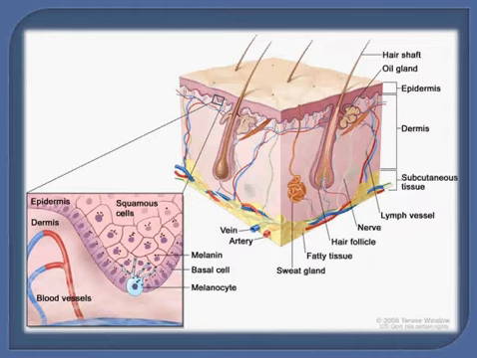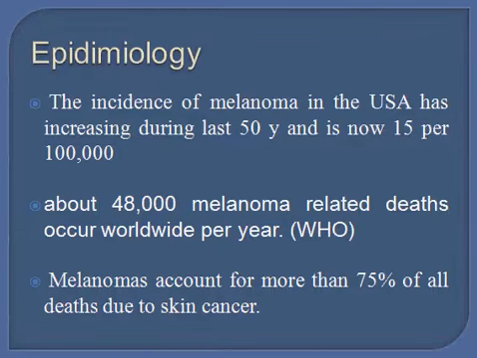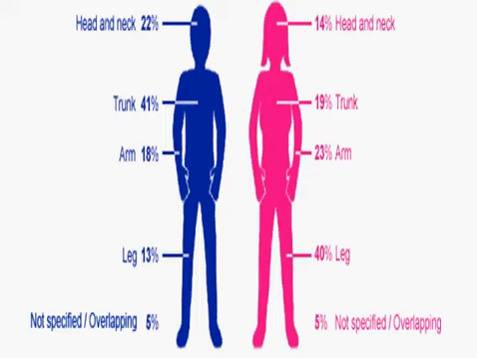Epidemiology. The incidence of melanoma in the USA has increased during the last 50 years and is now 15 per 100,000. About 48,000 melanoma-related deaths occur worldwide per year by WHO. Melanoma accounts for more than 75% of all deaths due to skin cancer. The most common site in females is the leg and in males is the trunk.